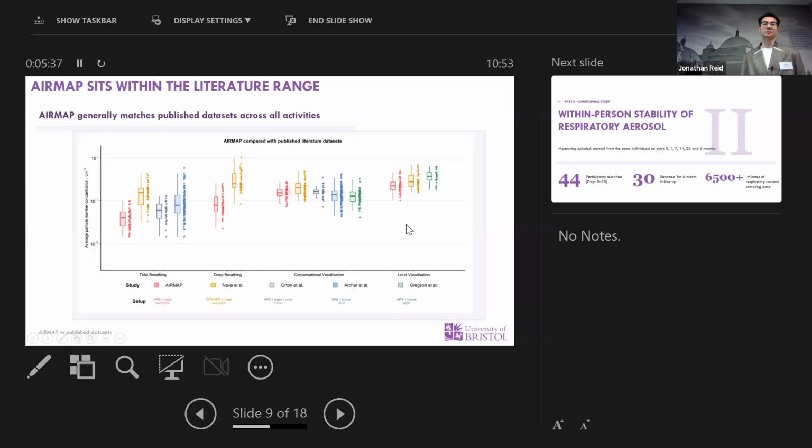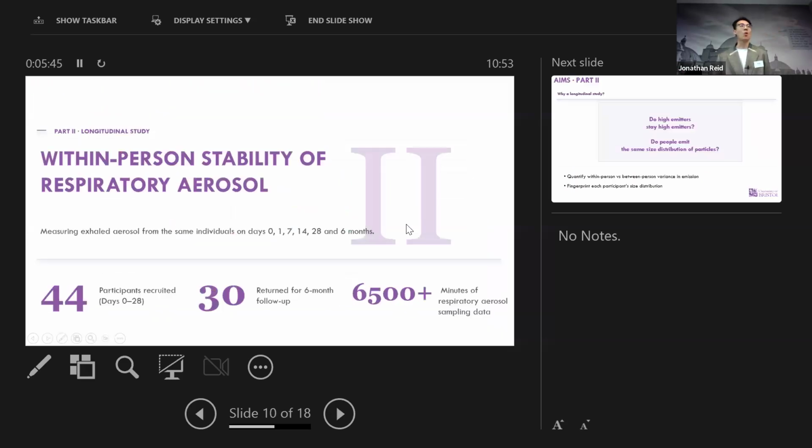So it can make sense that they are higher than us, especially in tidal and deep breathing. Once we validated our method, now it's time to move on to part 2, the longitudinal study.